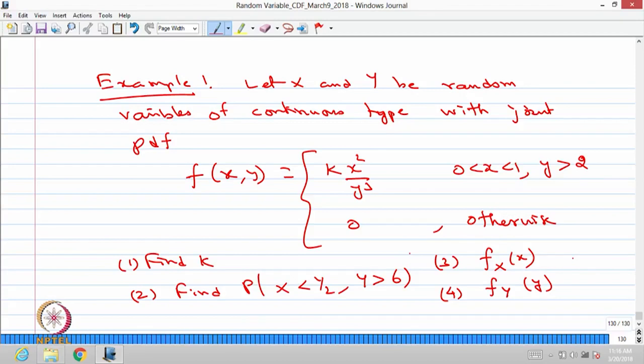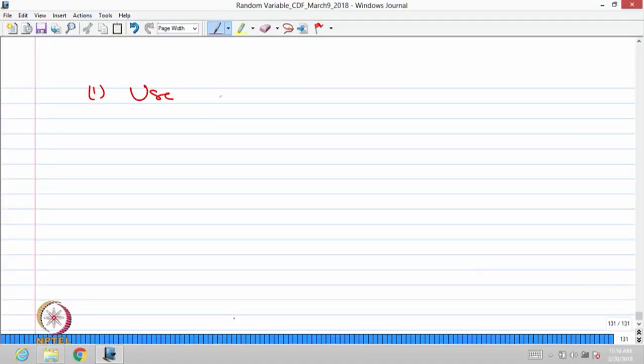It is an easy problem. So, let us go for finding out the value of k for which this is going to be a joint probability density function. We know that the property of a joint probability density function is that it is always greater than or equal to 0 and the double integration has to be 1. So, use the double integration of the joint probability density function, which is going to be 1.